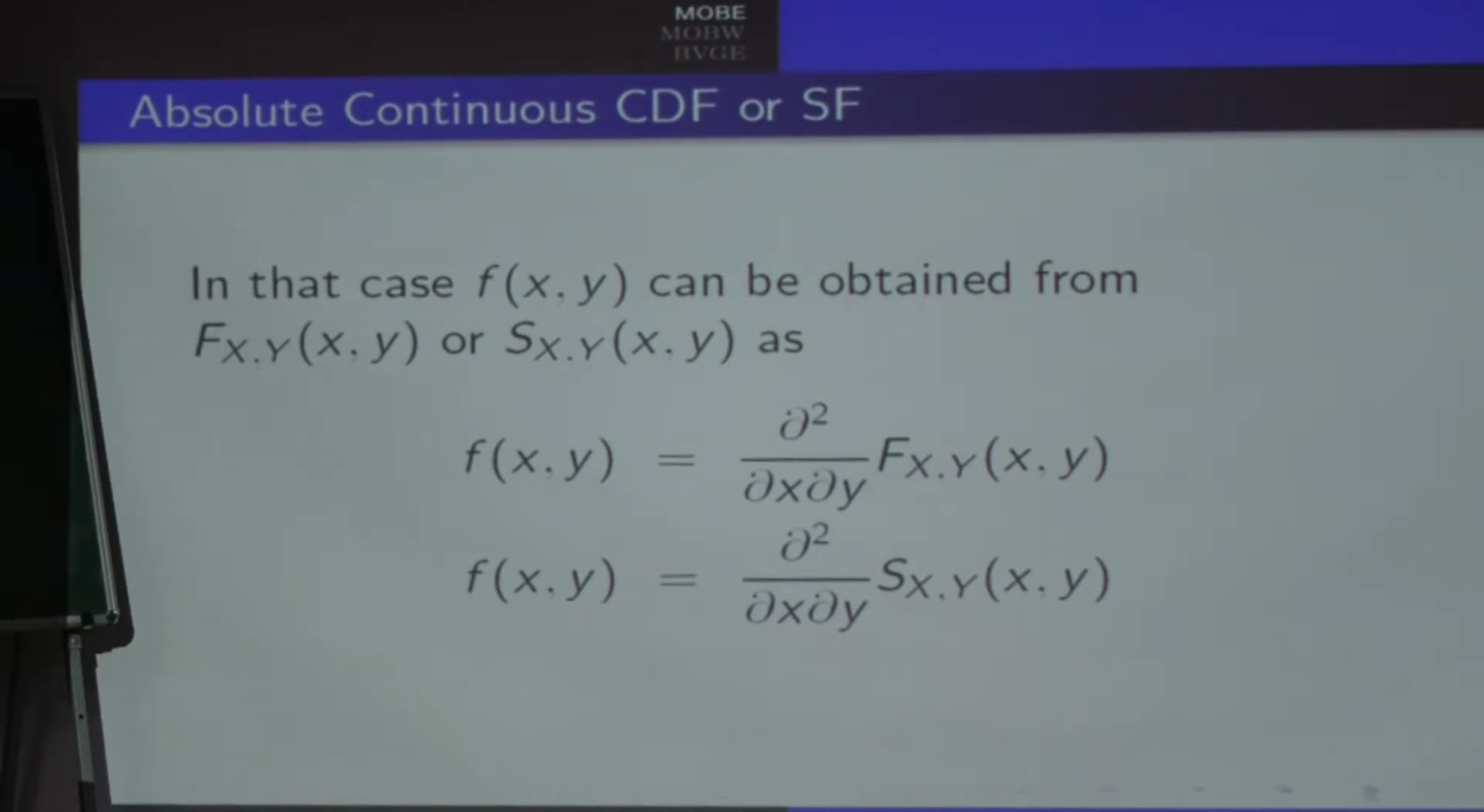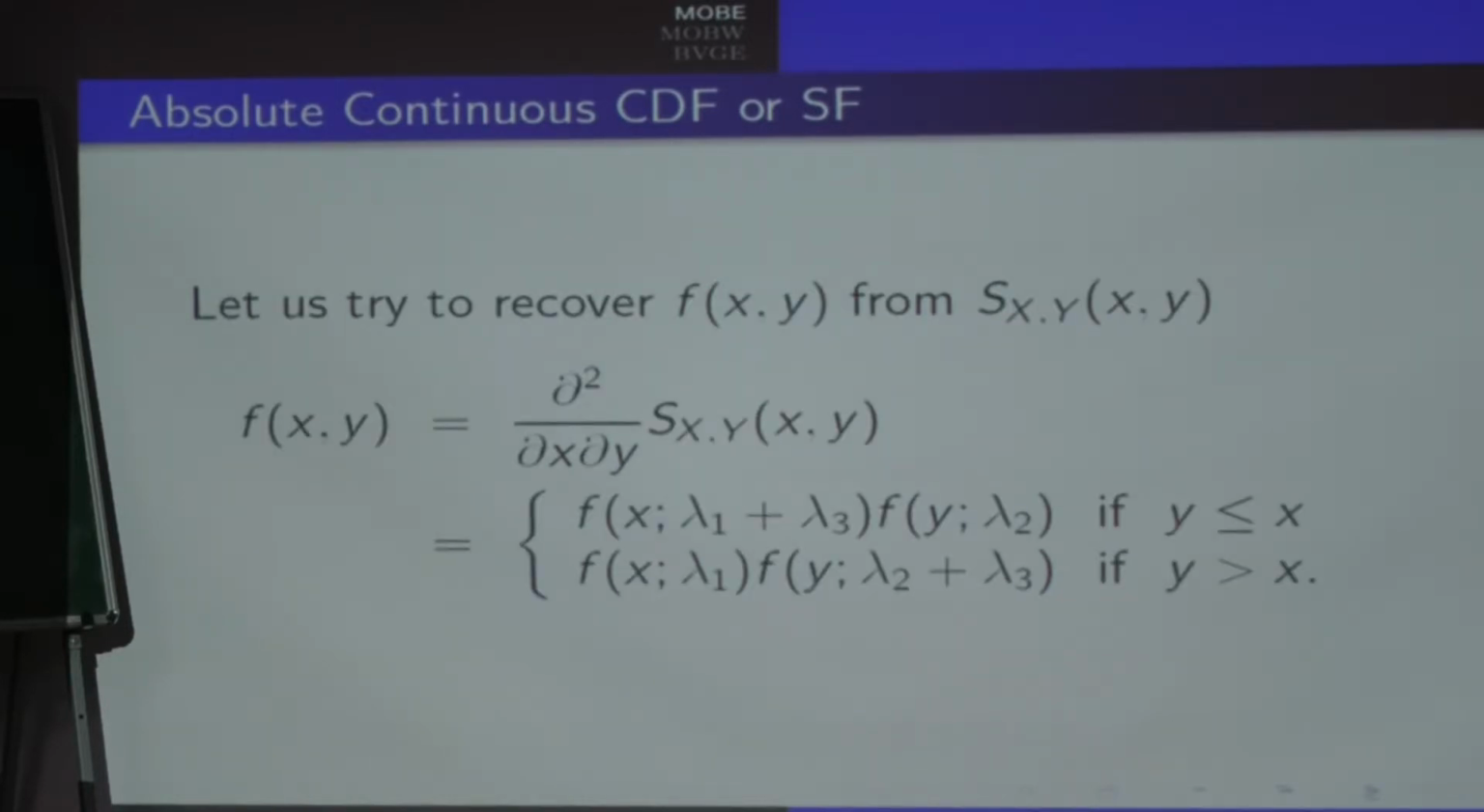Now let's see in our case what is going to happen. Let's try to recover this f of xy from our joint distribution function, or rather joint survival function, that we had given. So what is my f of xy? As I said, it's the second derivative of S of xy. You go back to the definition of this S of xy.